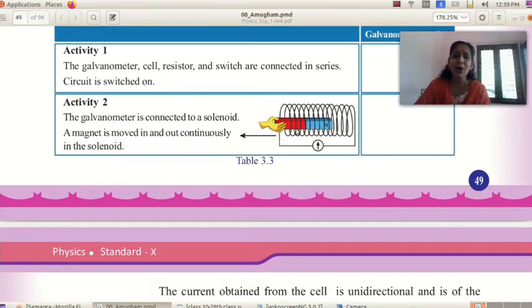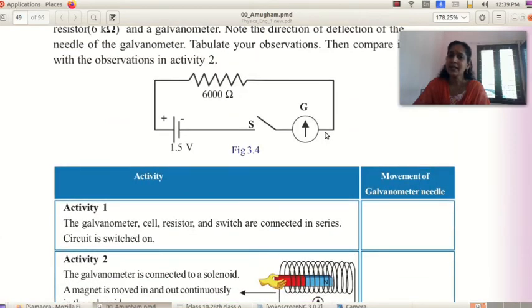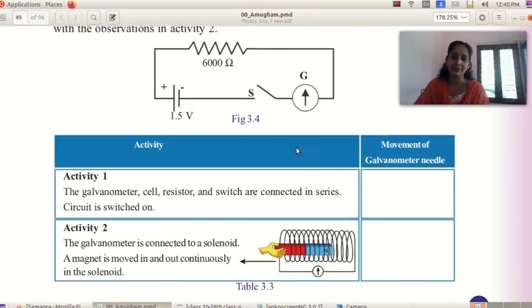Otherwise, for the current obtained from a solenoid and magnet, we already saw that the galvanometer shows deflection to both sides. In the case of the cell, the magnitude of the current is always the same. Here it is 1.5 volt. This connected cell is 1.5 volt. So the magnitude of current will be the same.